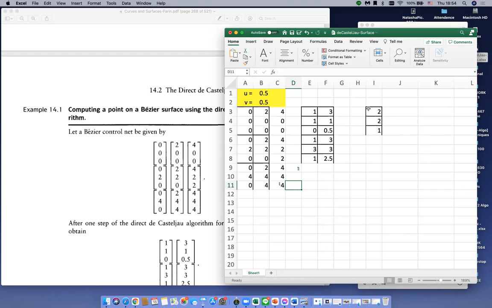Good job. Okay, so this is just one way to calculate the point on the Bezier curve or Bezier surface, right? And we can use the Casteljau algorithm, which is a recursive algorithm, to compute the point on the surface. So it's very simple. It's just to apply the curve in two directions. That's all. Okay, we come up with this one.